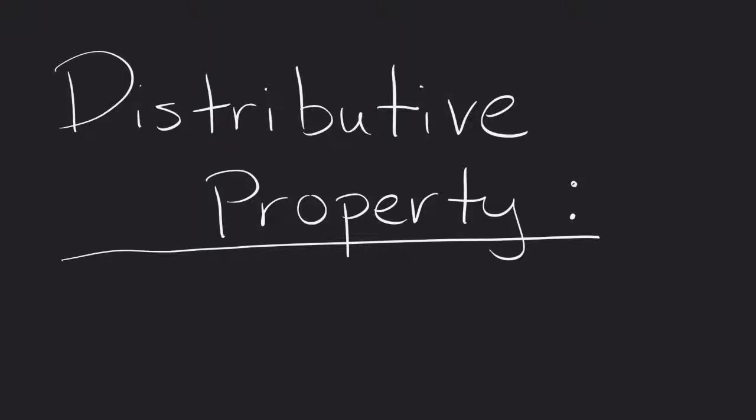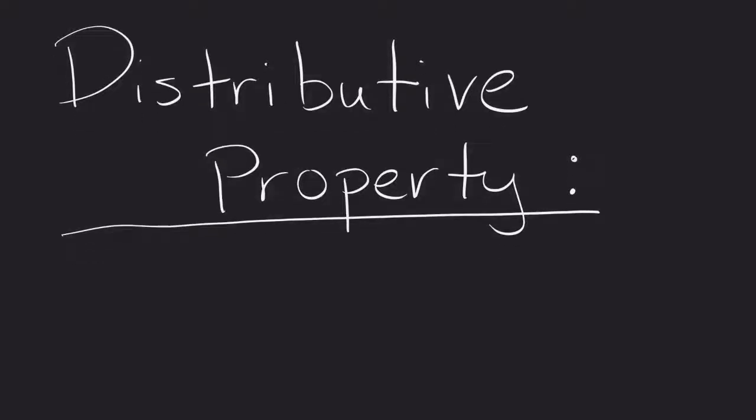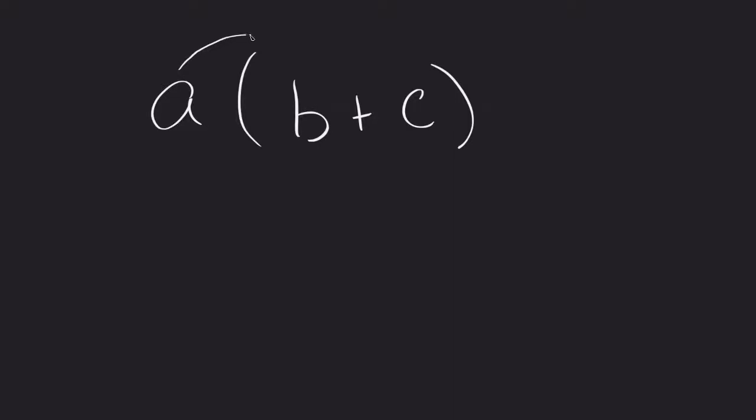The distributive property. This is one of the most used properties, probably in advanced math, because it requires that we distribute or pass out a value to other terms. What that looks like basically is if I have A and some quantity B plus C, to distribute means that we're basically going to pass that out.